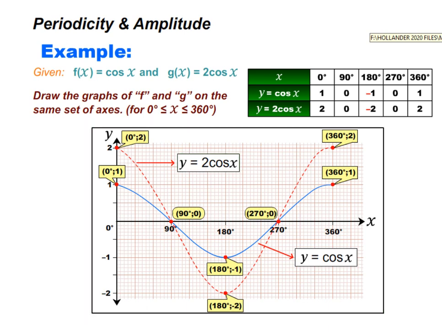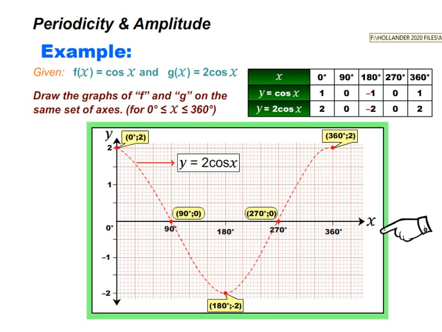Please note we used a dashed line for the graph of y is equal to 2 cos x. The graph with the dotted or dashed line is the graph of y is equal to 2 cos x. The graph with the solid line is the graph of y is equal to cos x. We can see that the number in front of cosine changes the height of the graph.